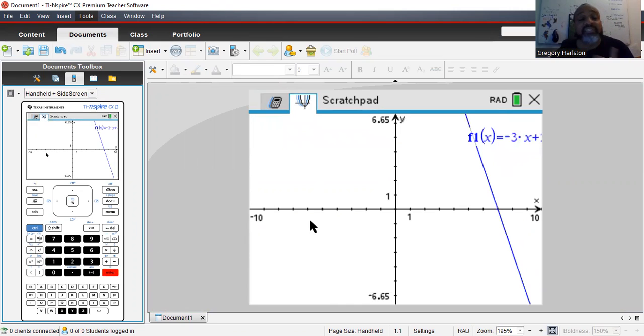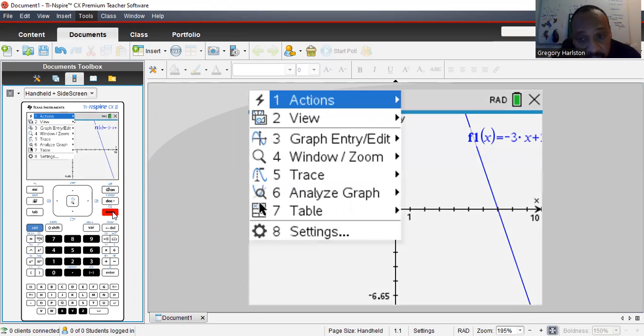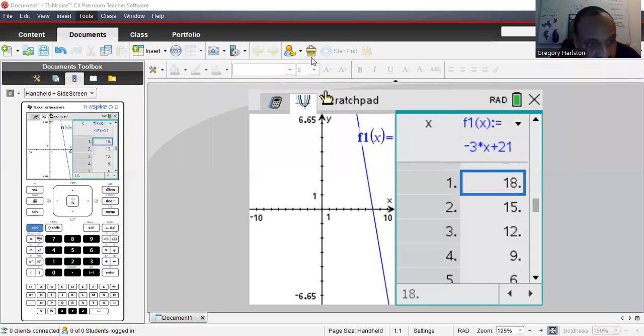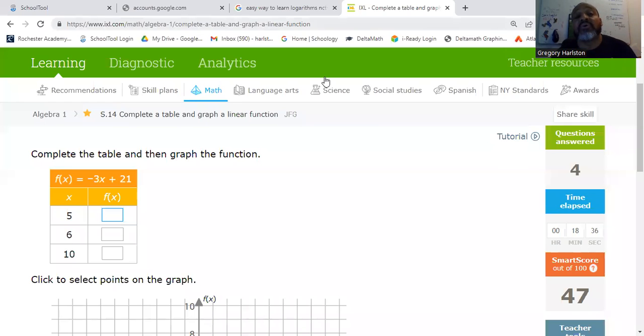Now that's what it looks like. I don't really care what it looks like. I am going to go to the menu. I'm going to use the table. And there's my table. Now, what did I need? I didn't write down the inputs that they gave us. So the inputs that they gave us are 5, 6, and 10. So I need to get the outputs for those corresponding inputs.